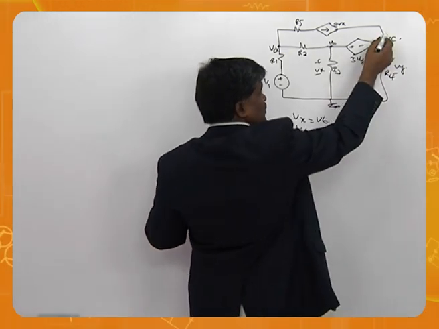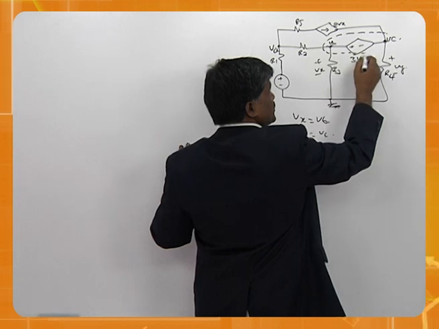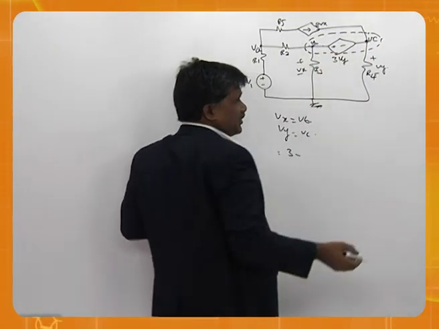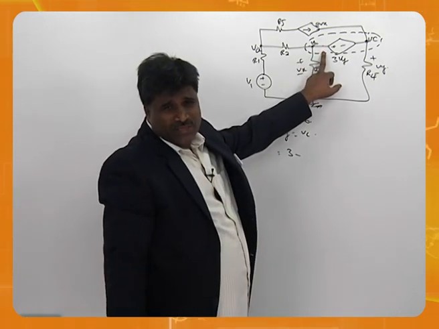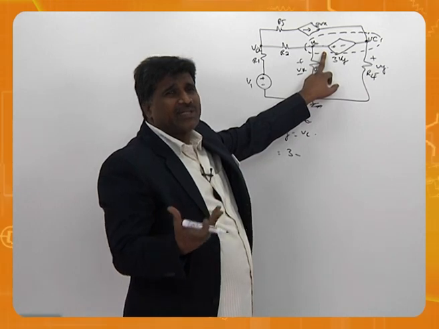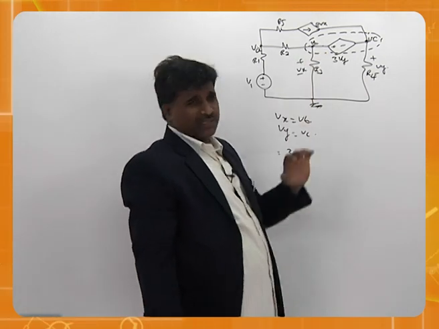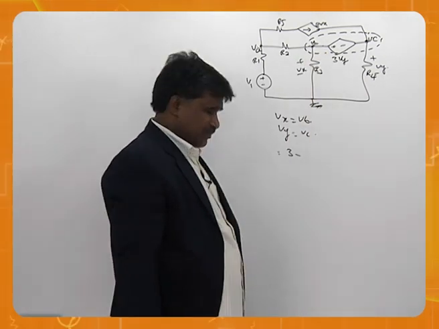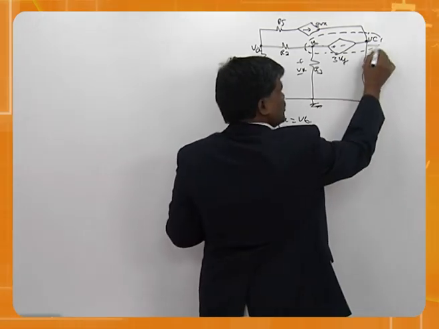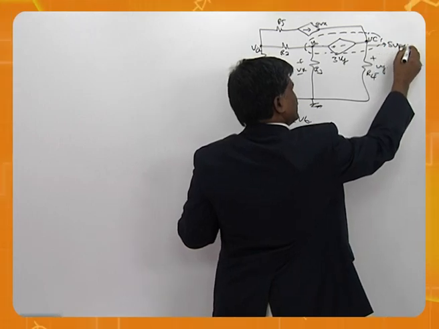How many voltage sources are there? This is the voltage source. There is a voltage source without resistor. When there is a voltage source without resistor, you know what's going to happen? You cannot estimate the current. When you cannot estimate the current, you can't apply KCL. That's why this is called a super node.